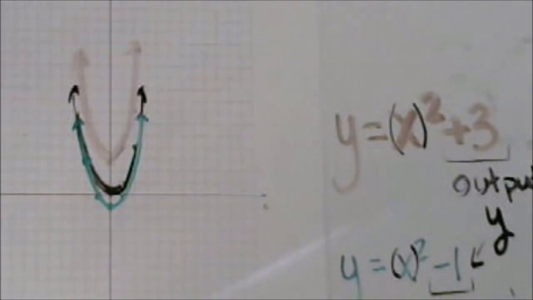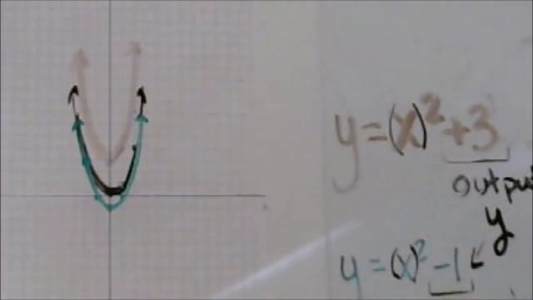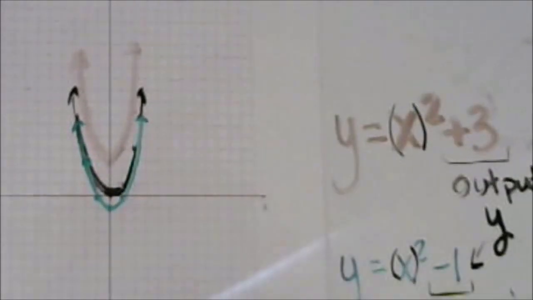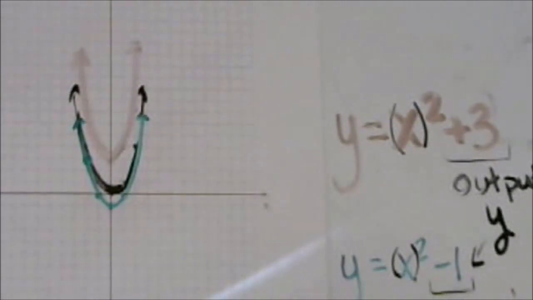If a real number k is added or subtracted from the output of a function, the graph of the new function will be shifted vertically up or down that number of units. And this is what you need to know about vertical shifts.